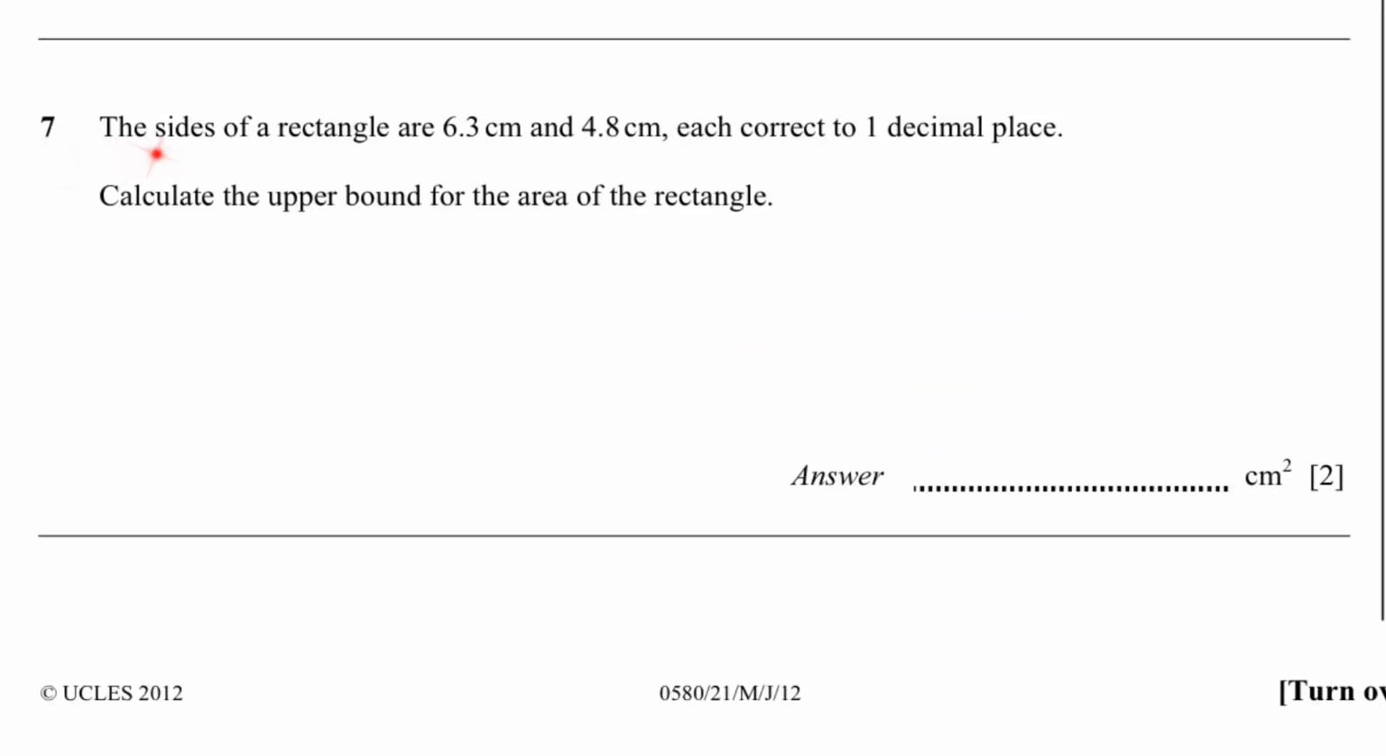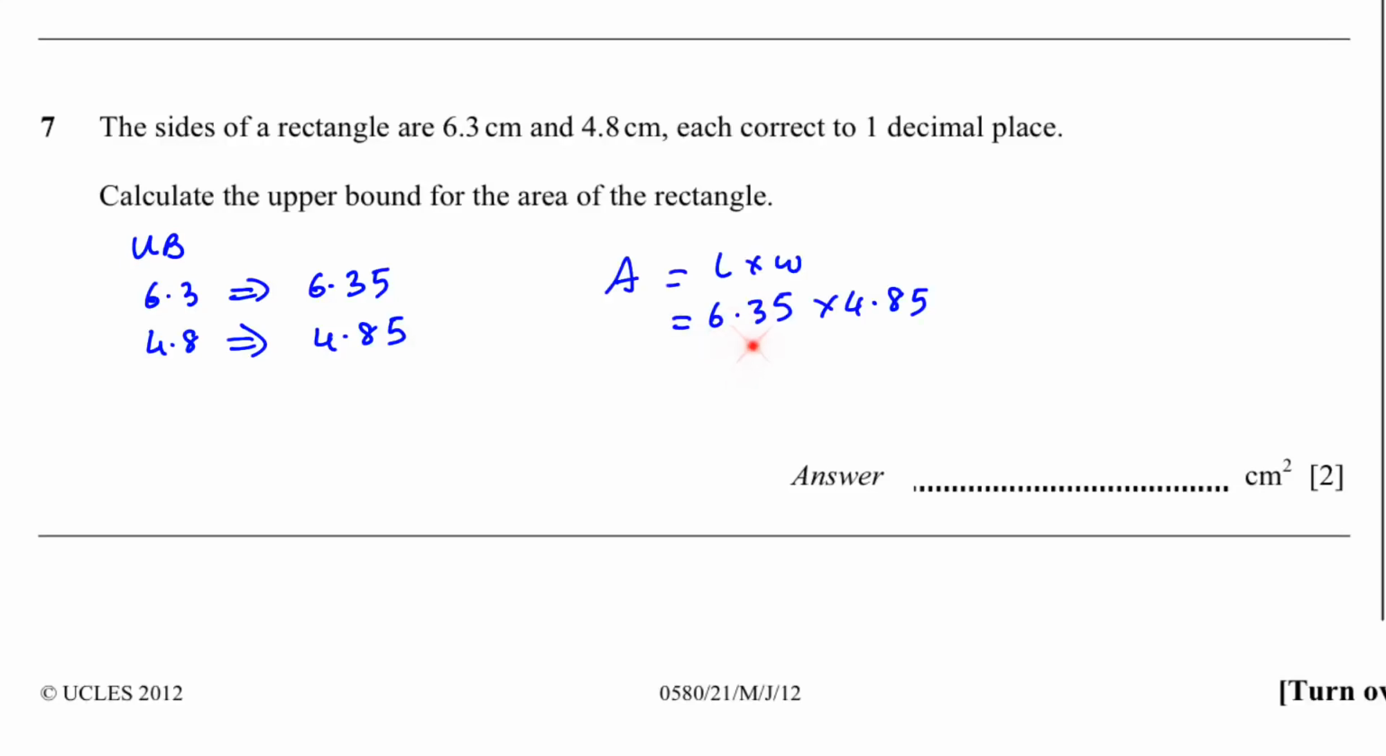Question number 7. The sides of a rectangle are 6.3 centimeter and 4.8 centimeter, each correct to 1 decimal place. Calculate the upper bound for the area of the rectangle. So the upper bound of 6.3 will give us 6.35 and the upper bound of 4.8 will give us 4.85. To find the area of a rectangle, we will do length times width. So we'll multiply 6.35 by 4.85 and get 30.7975. So the answer is 30.7975 square centimeter.